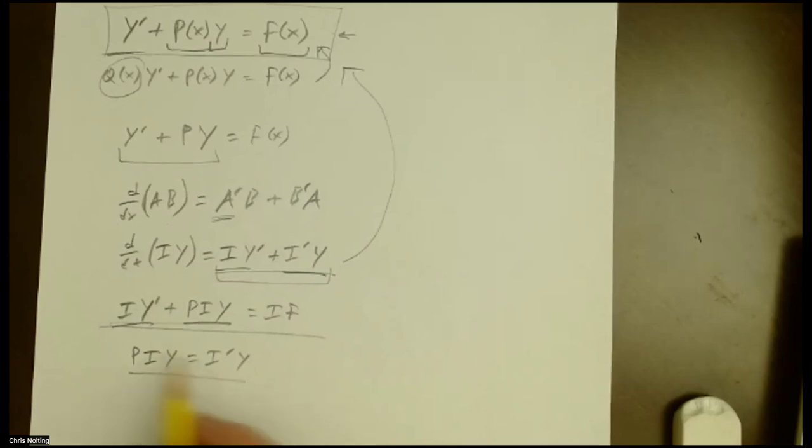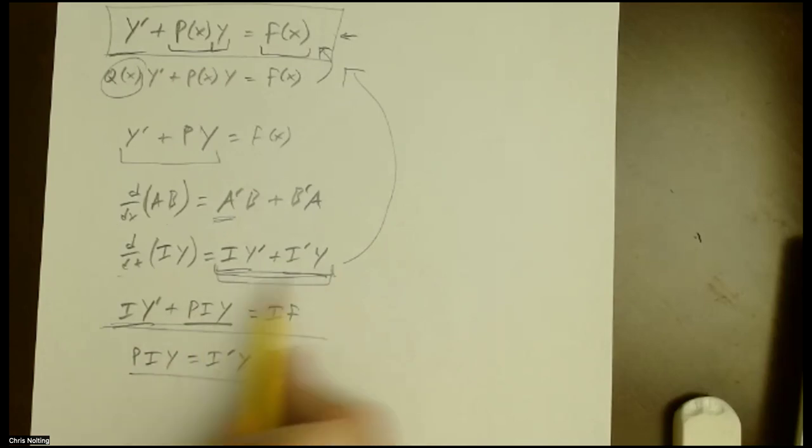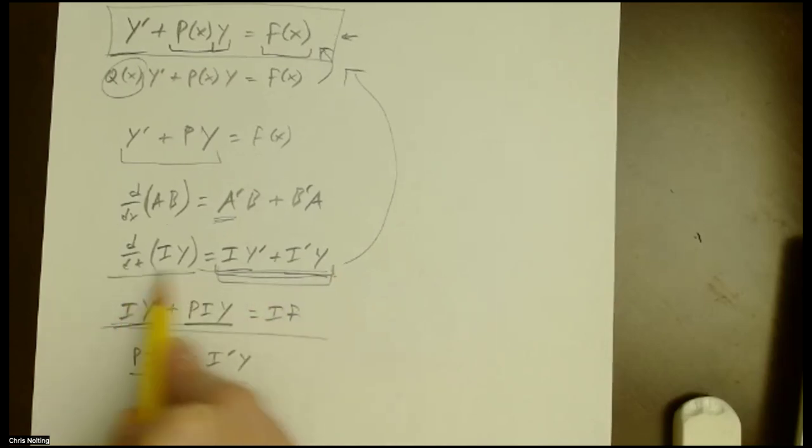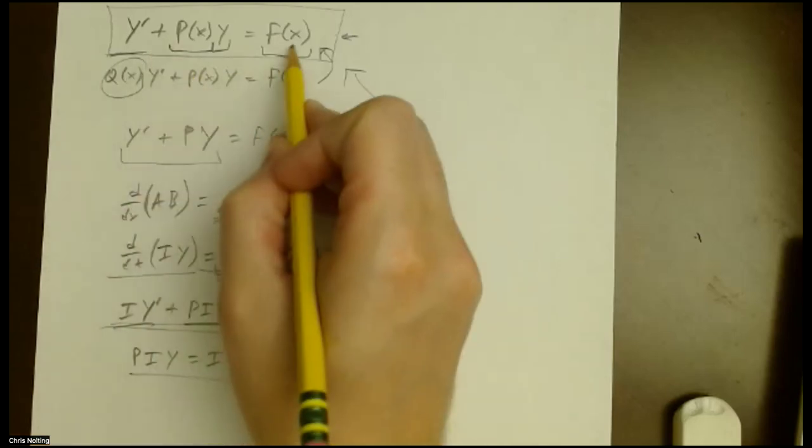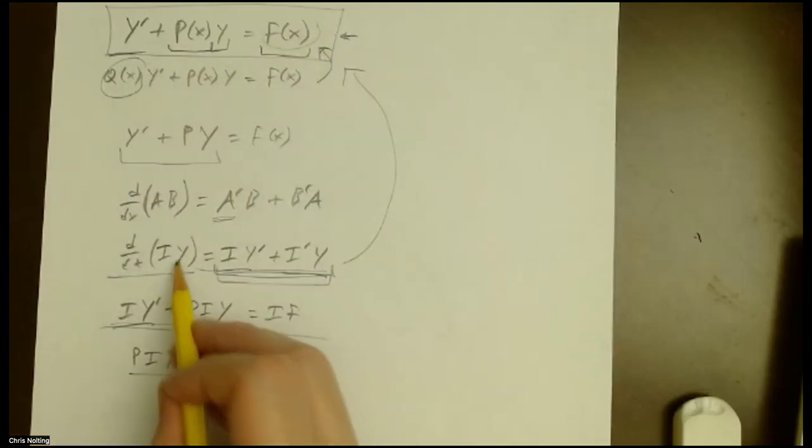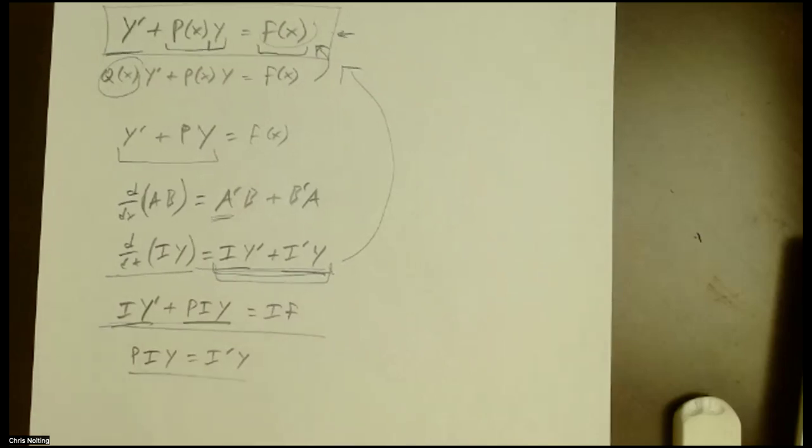And now all this is so that we can get something that looks like a product rule, so we can convert it back into a derivative of I times y. And all of that is, again, so that we could just integrate both sides of the equation so that we can just integrate f of x and solve for y. That's all looking a little bit ahead of where we're going.